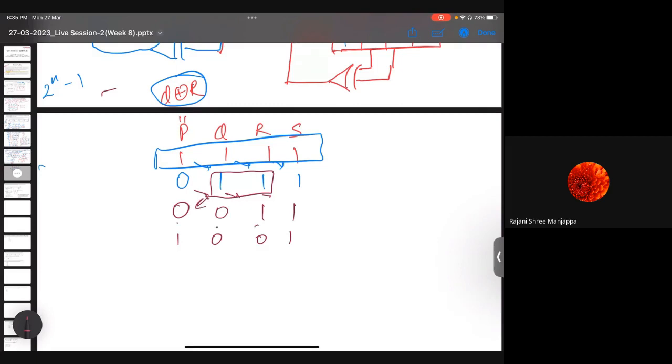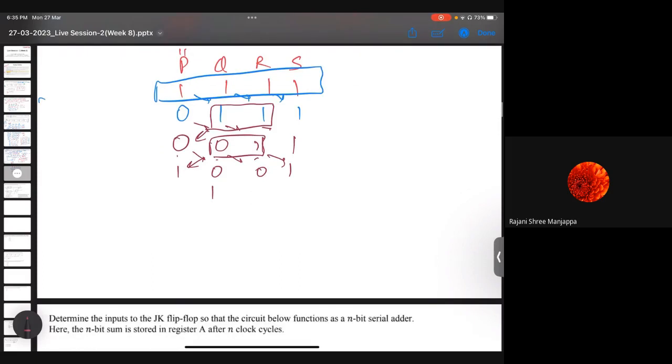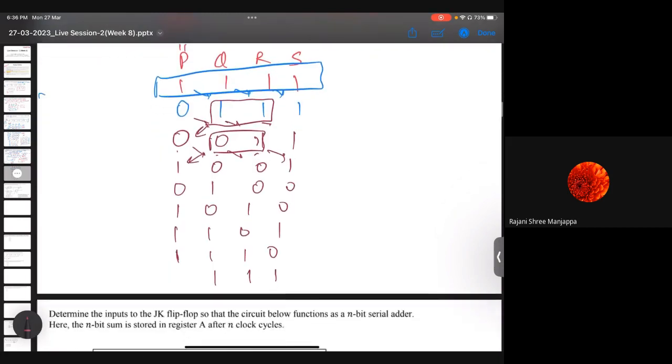Similarly, now the 1 will get shifted here, and then the XOR of 0 and 1 will be getting here. Is it fine? Yes. So I'll write whatever I'm getting: 0, then 0, 1, 0, then 1, 1, 0, 1, getting 1, and 1, 1, 0 is getting 1, then 1, 1, 1 is again getting 0.